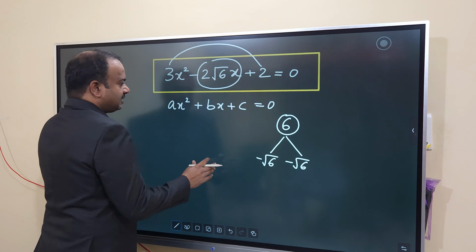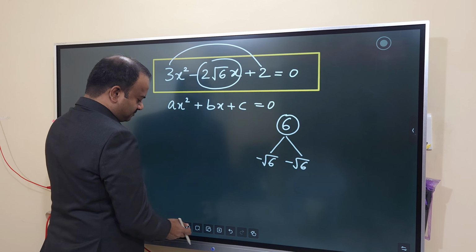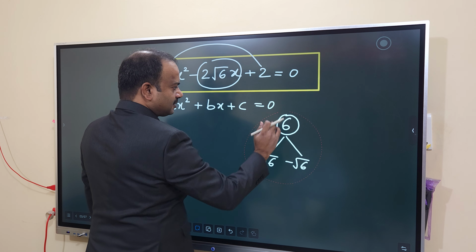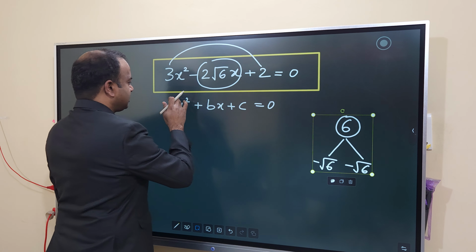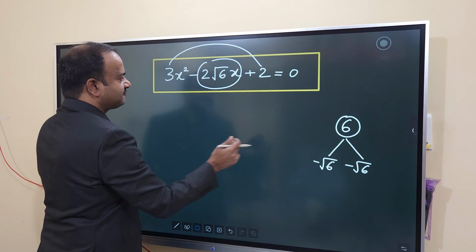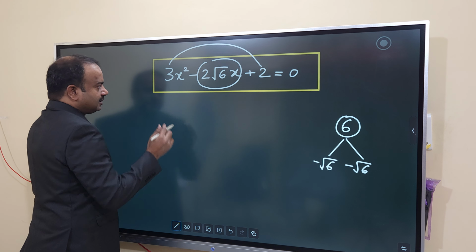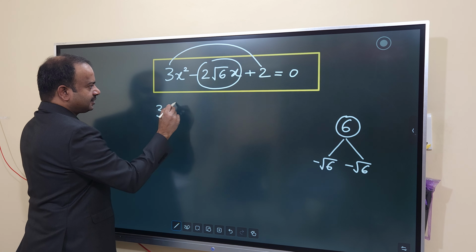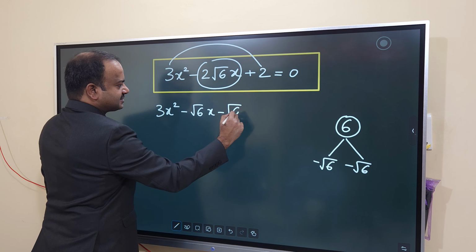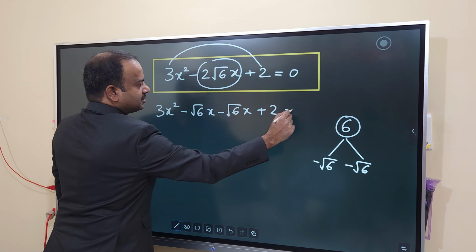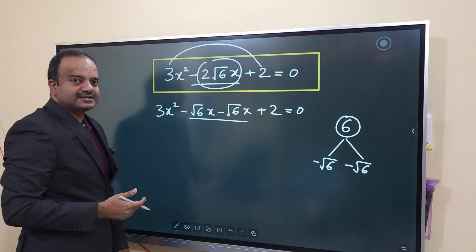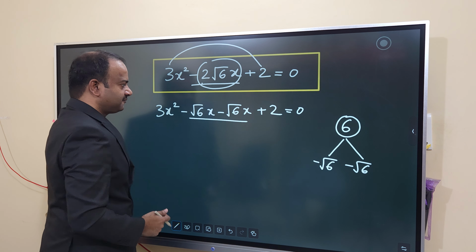Let me move this a little bit aside, keep it aside, and delete this formula now. Now I'm going to write the equation in that form: 3x squared minus root 6x minus root 6x plus 2 is equal to 0. The reason I'm writing minus 2 root 6x this way is so that I can get a common factor. Let's see how I'm going to get it.